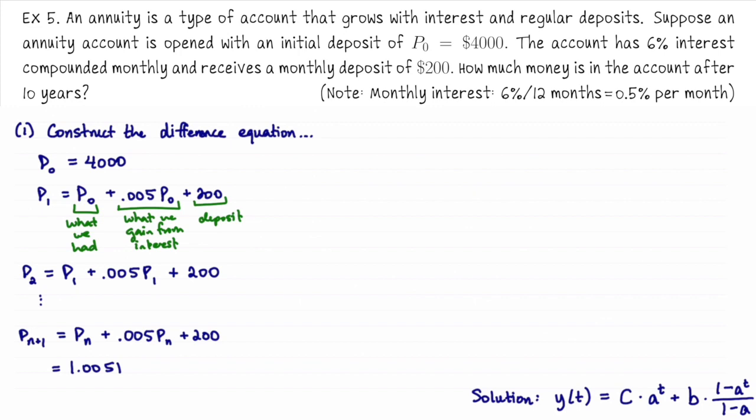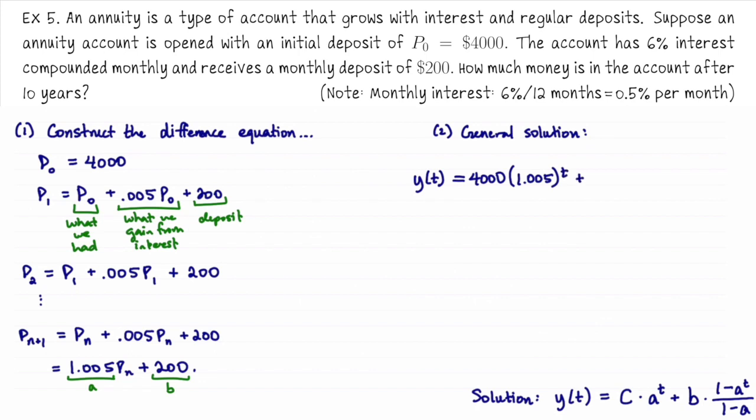So we can say that's 1.005 P sub n plus 200. Now that's the form that we were just looking at, where that 1.005 is what we were calling A, and then the flat 200 is what we were calling B. So the general solution is going to have the form at the bottom. So we'll say y of t equals c, that's 4,000, times 1.005 to the t, plus 200 times 1 minus 1.005 to the t over 1 minus 1.005.